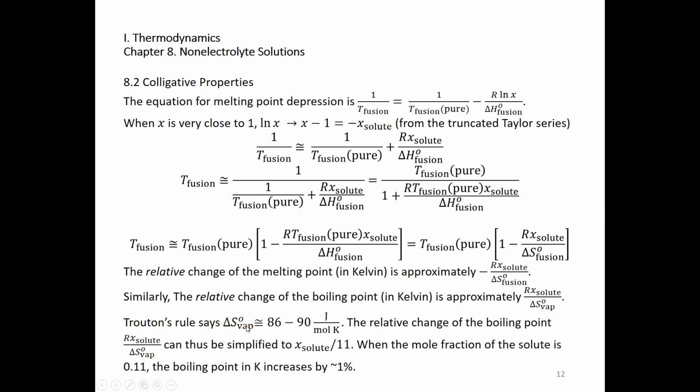Trouton actually studied the entropy of vaporization for many liquids. It's usually around 90 joule per mole Kelvin. So you can plug in 90 here, you can plug in R there, and roughly the relative change of the boiling point is then x of solute over 11. And therefore, if the mole fraction of the solute is 0.11, you do this division, 0.11 over 11, the boiling point in Kelvin increases by 1%.